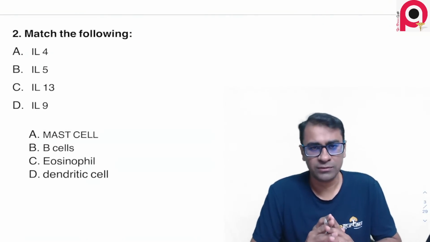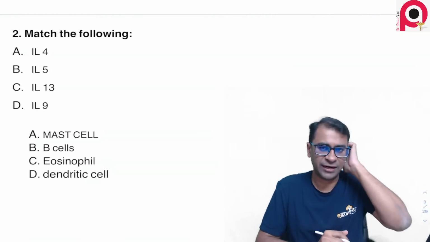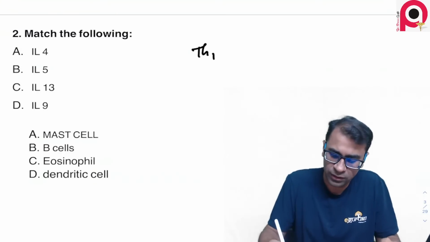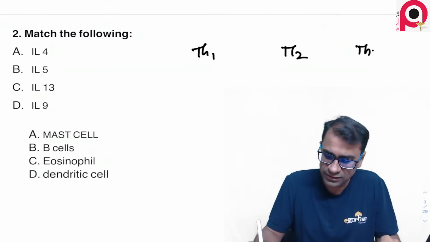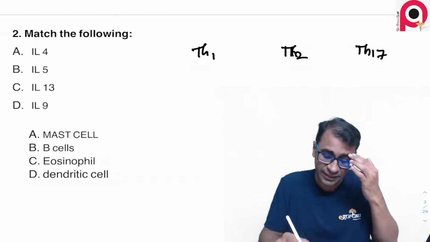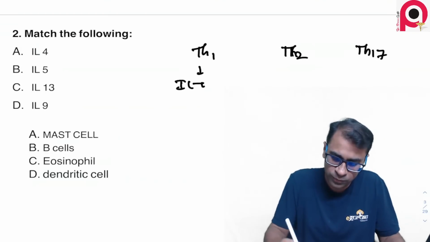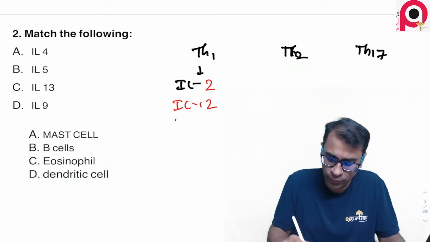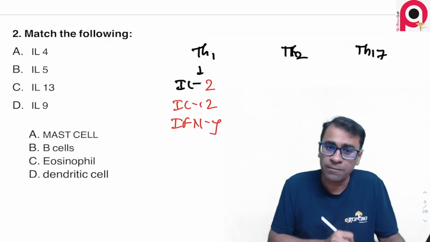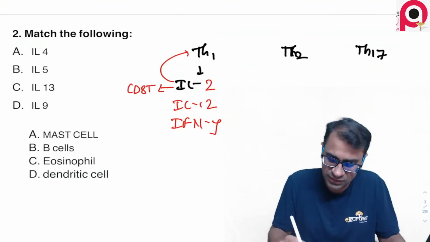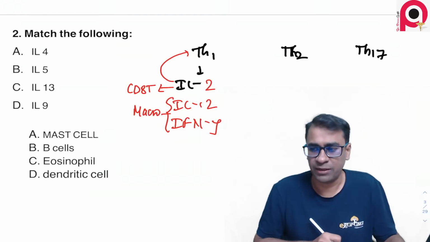Okay, match the following. A lot of questions this time came on the interleukins and cytokines. If you remember, guys, in classes I always talk about Th1, Th2, and Th17 cells. Among those, what you must remember is that the Th1 cell releases interleukin 2, interleukin 12, and interferon gamma. IL-2 activates itself and also activates CD8 T cells, whereas IL-12 and gamma will activate the macrophages.